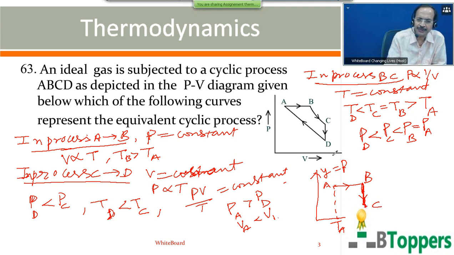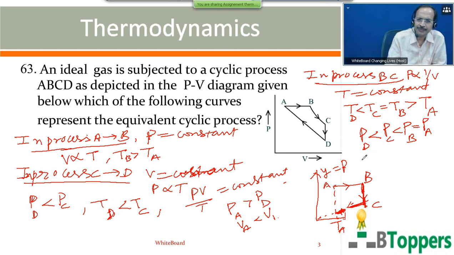In the process C to D, volume is constant, pressure is proportional to T. If pressure is proportional to T, means the graph will be y proportional to x. So the graph will be a straight line passing through origin. So you get a graph, something like straight line graph.